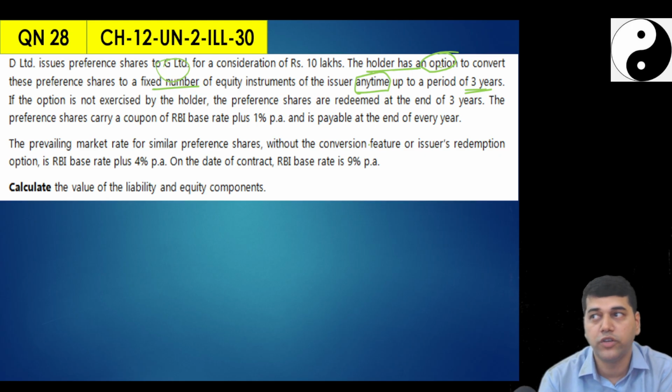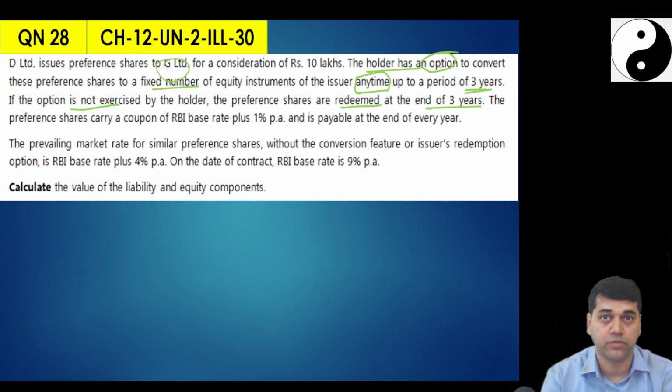Okay, who is holding the option? The holder. Now, if the option is not exercised, the preference shares are redeemed at the end of the 3 years. It is convert or redeem, but the holder is holding the option. Do I have an obligation to pay cash?